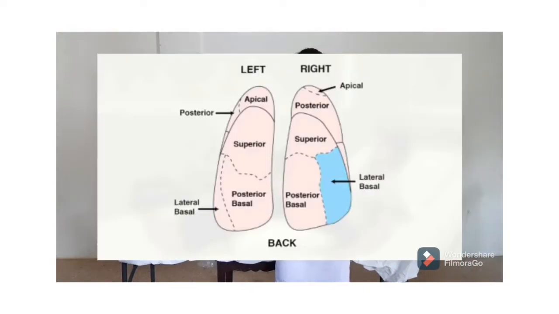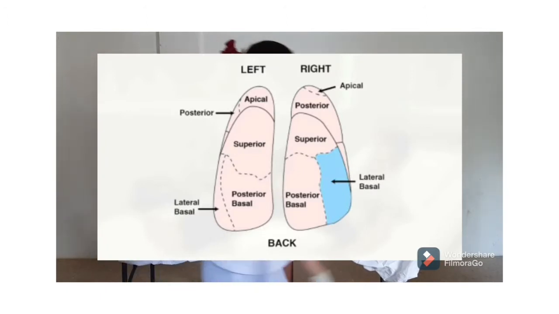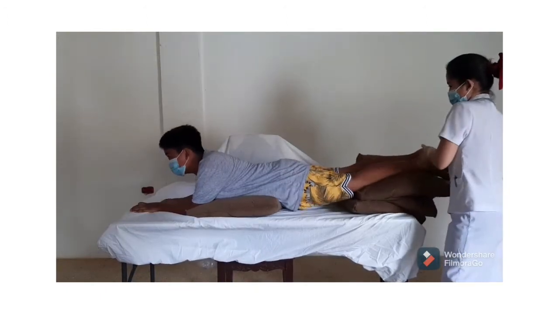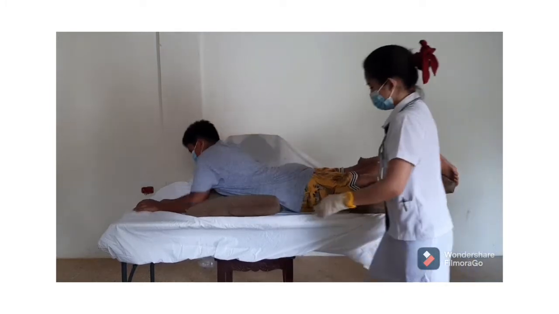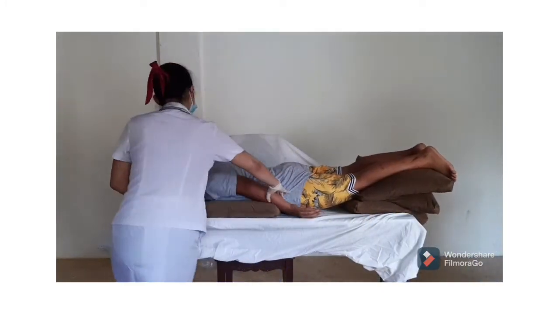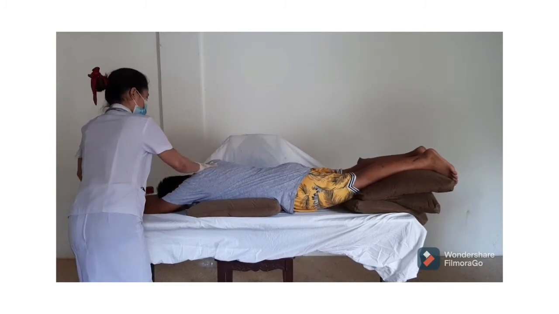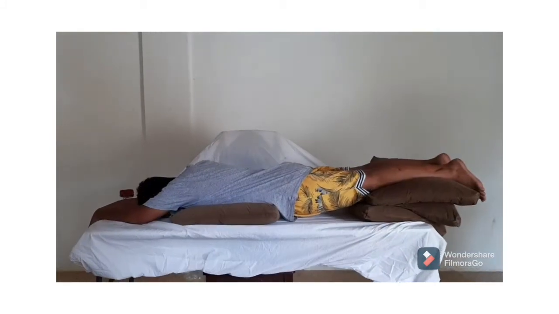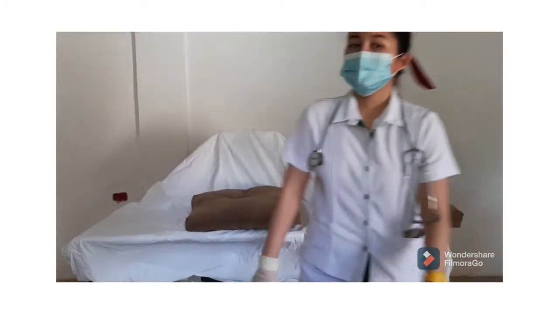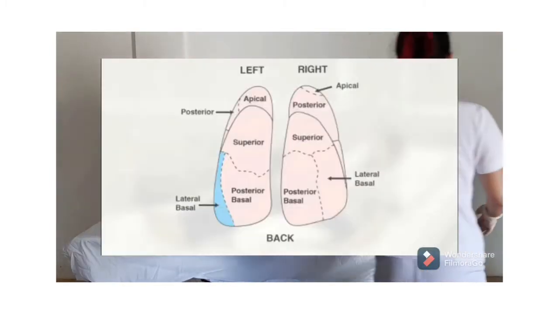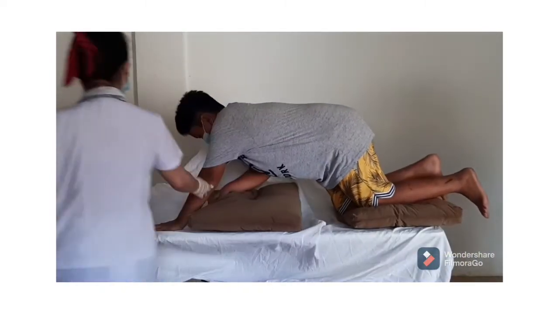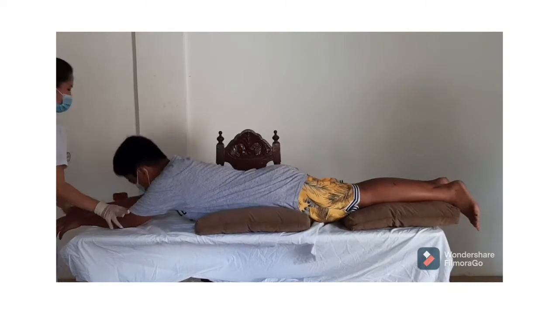Posterior segments. It is for the lower portion of the right lung. The patient is in the prone position and elevate the bed by 18 inches. So last position is superior segments. The patient is in the prone position.